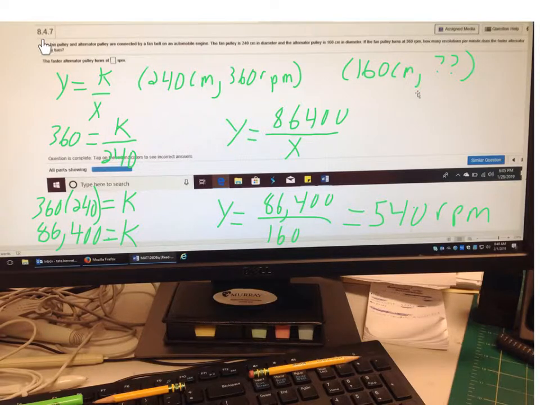It's from 8.4, which is inverse variation. There's two ways to work these. I tend to work them with y equals k over x, which is the equation for inverse variation.